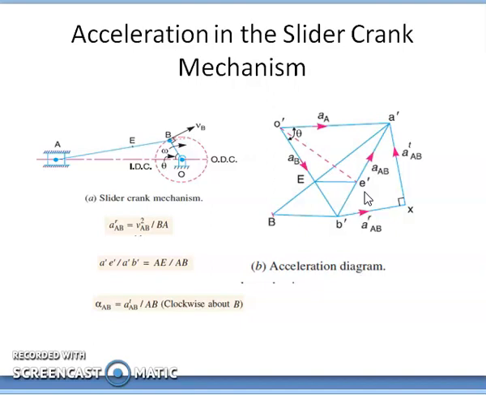With this brief introduction to acceleration, we'll discuss how to solve problems in the further classes.